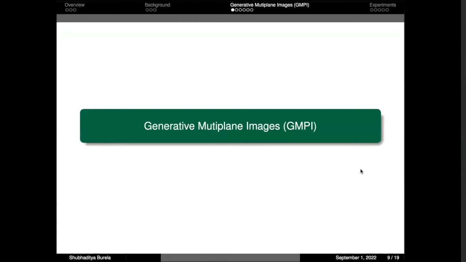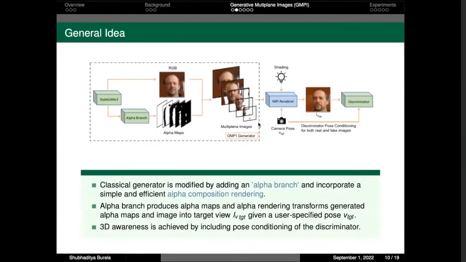Now, we have briefly seen the model definition of the StyleGAN v2. The future alpha branch model will also follow the same lines. So first of all, we go through what the generative multiplane images are. The general idea is like this. We can segment this big diagram into 3 different blocks. One is the generator block, next is the renderer, and then the discriminator. So this classical generator of the StyleGAN v2 is modified by adding an alpha branch.